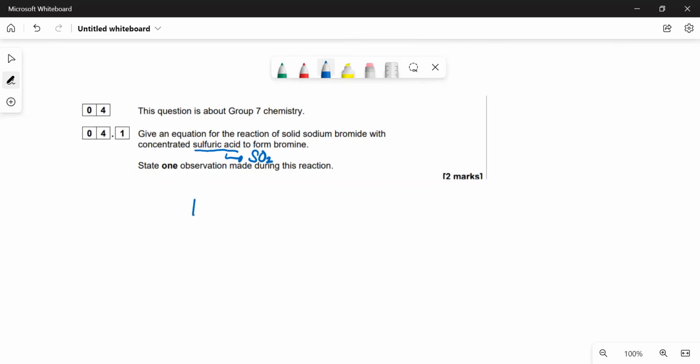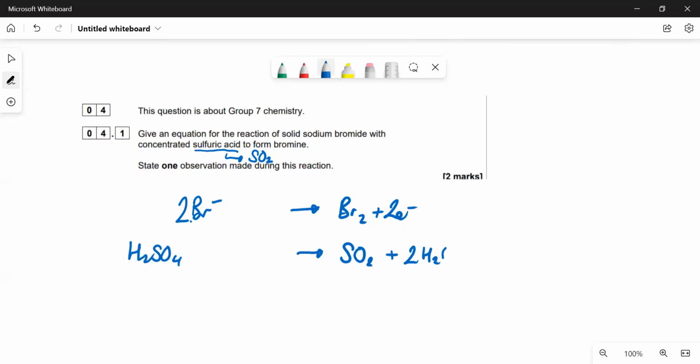Okay, so the bromide ion gets oxidized to Br2. We need to put a 2 there to balance that. We want 2 electrons there. The H2SO4, the concentrated sulfuric acid, is going to get reduced to SO2. So I need to balance that half equation. I need to balance for oxygens. I've got 4 oxygens on the left, 2 on the right, so I want 2 H2O there. For hydrogens, I've got 2 hydrogens on the left, 4 on the right, so I need 2 H plus there. They'll come from the sulfuric acid, of course. Now, finally, I need to balance for charge. I have plus 2 on the left of that half equation and 0 on the right, so I need to add 2 electrons in there.